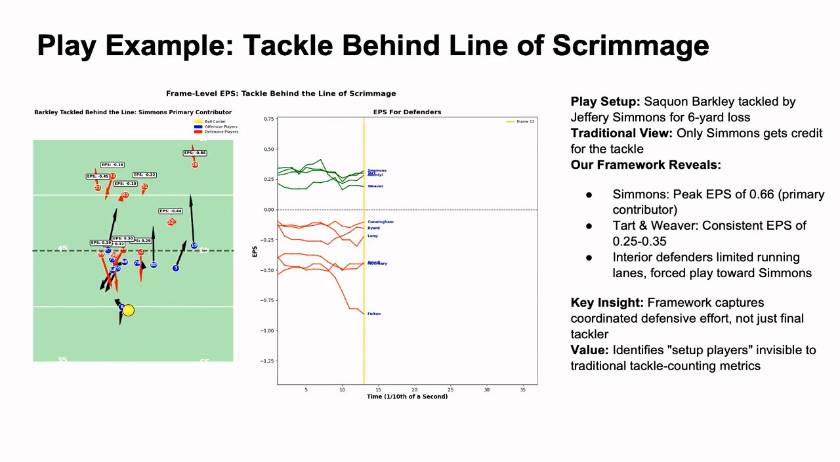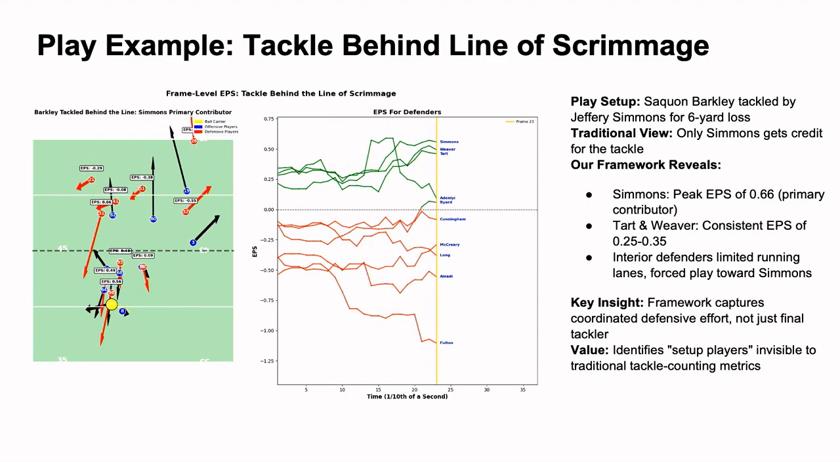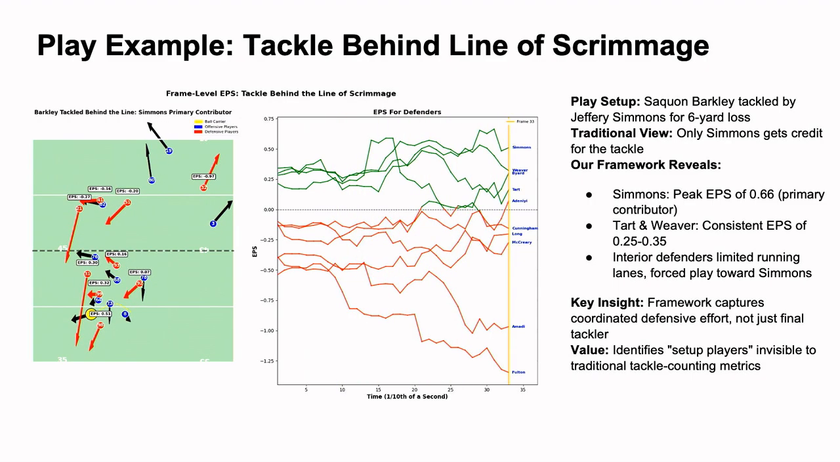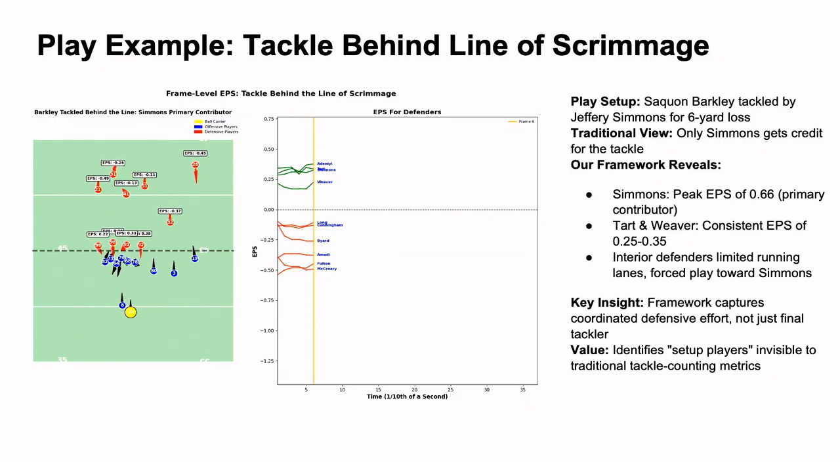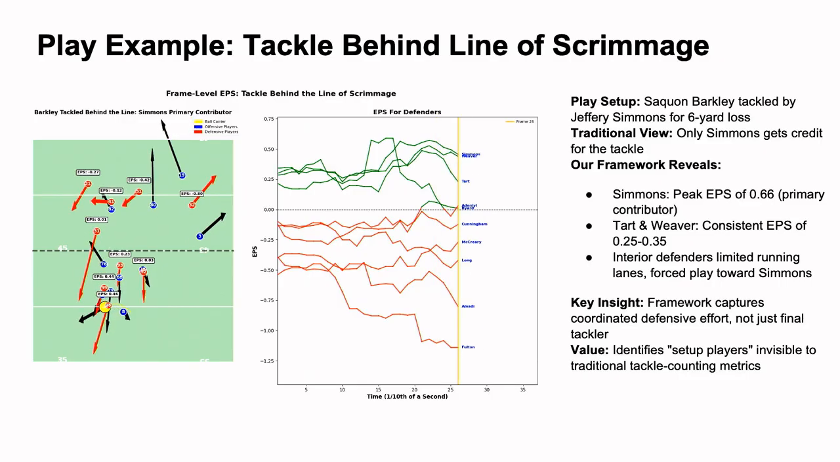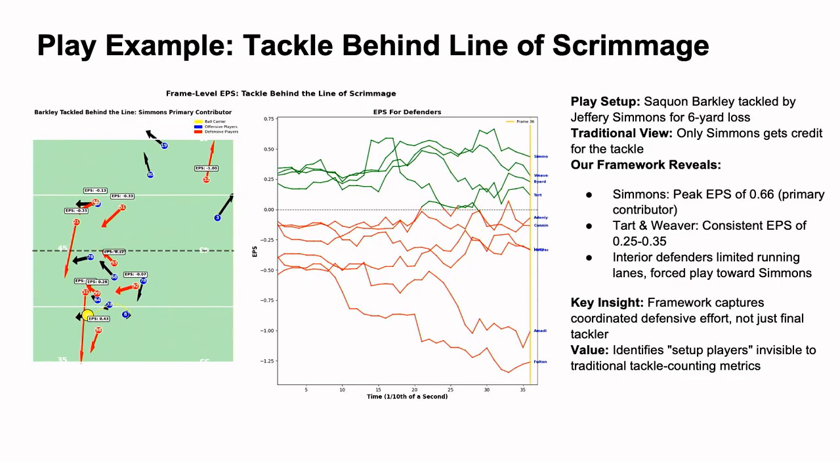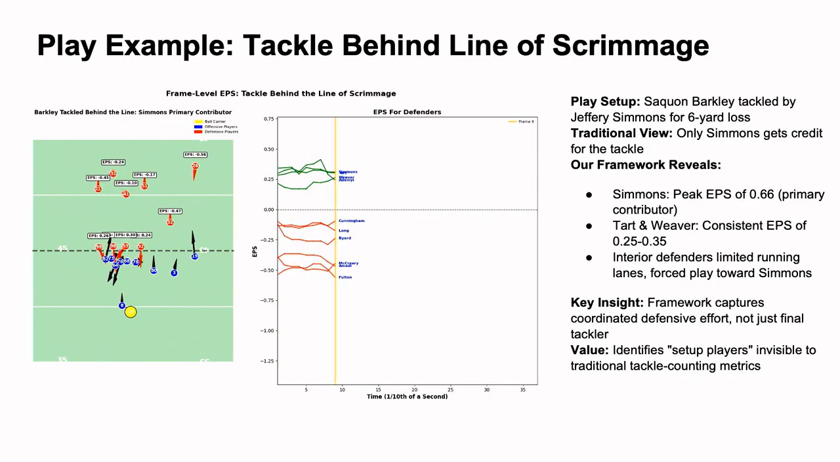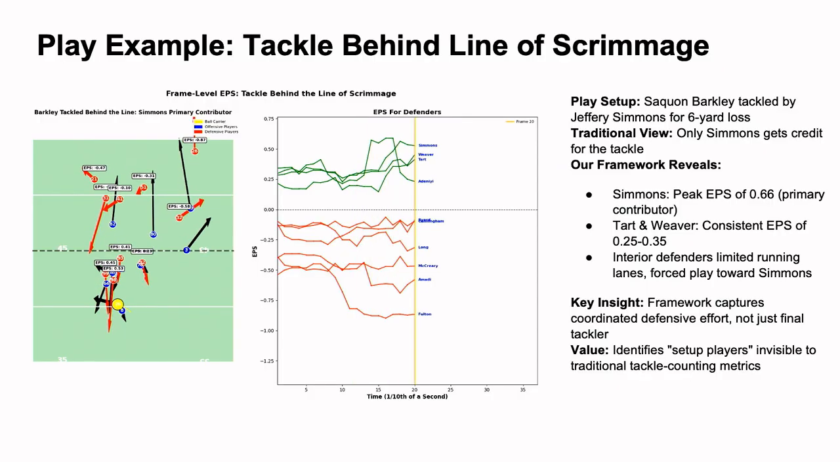And so we can go back to that first play that I showed in the beginning, and we can see the EPS for each defender on this play. We can see here that traditionally, only Jeffrey Simmons, the tackler, would get credit. We can see there are about four players contributing positively to this play. Our model identified that Jeffrey Simmons is the best performer in this play.